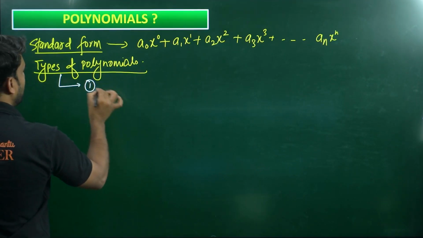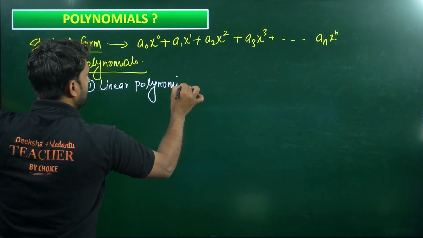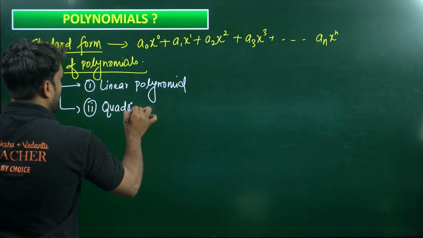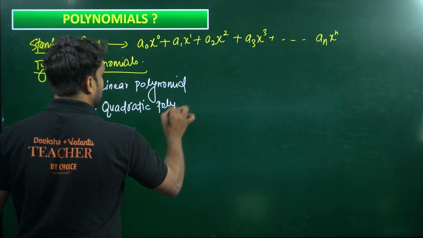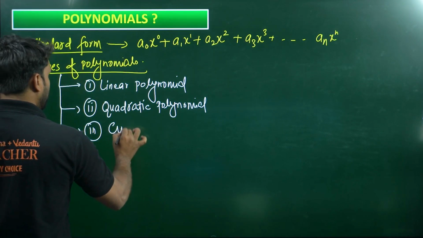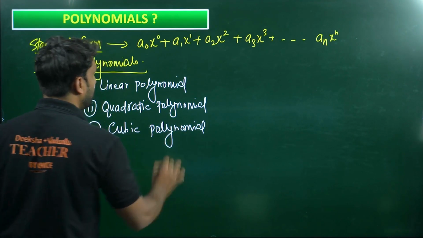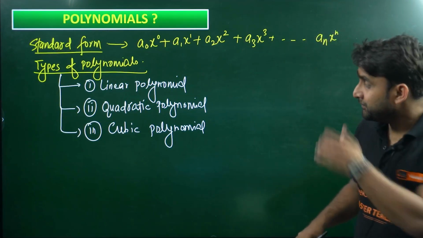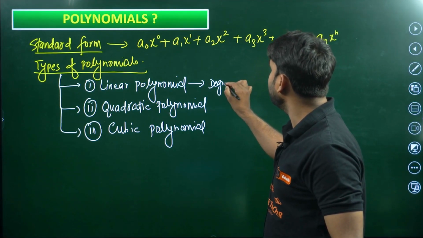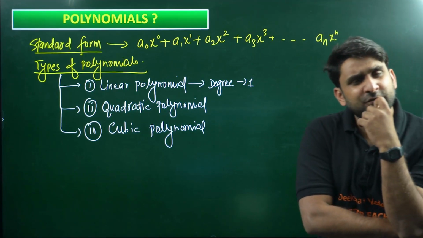So the first polynomial is called, my dear champion, linear polynomial. The second comes up as quadratic polynomial. And the third polynomial is cubic polynomial. Now, what are the differences between all these 3 polynomials? My dear champion, focus here. The linear polynomial is that polynomial in which the degree is 1. Now you might get confused. So what is degree here?